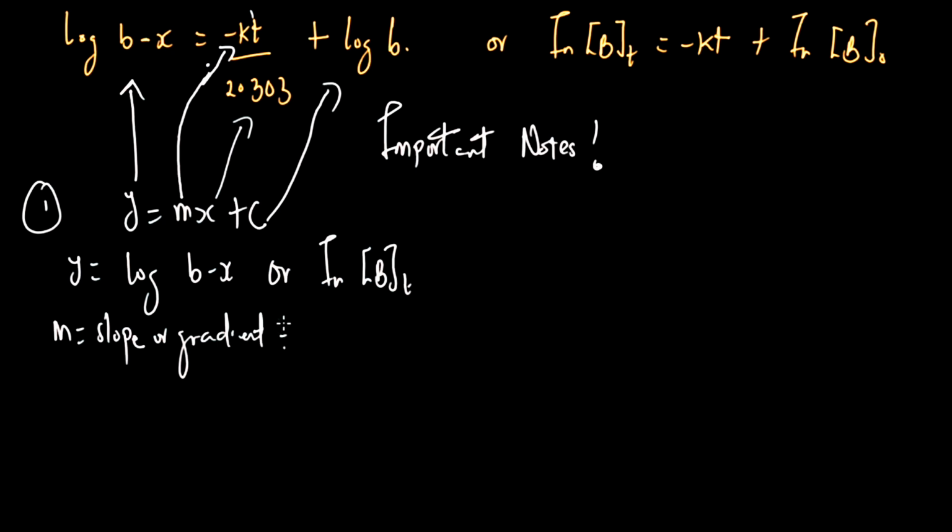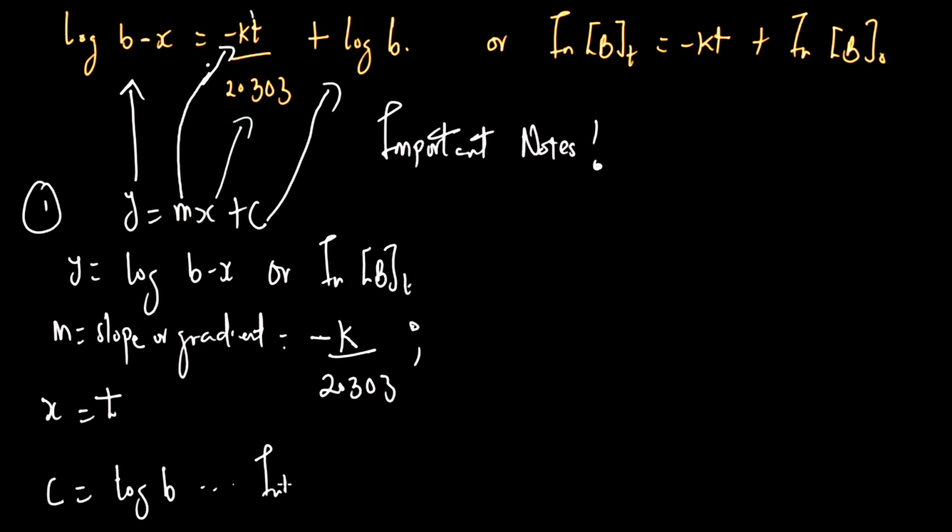So our m, which is the slope or gradient, equals minus k over 2.303. So we have that our x is the time in seconds or minutes or any other unit of time. So our intercept is the log b. So this is the intercept.